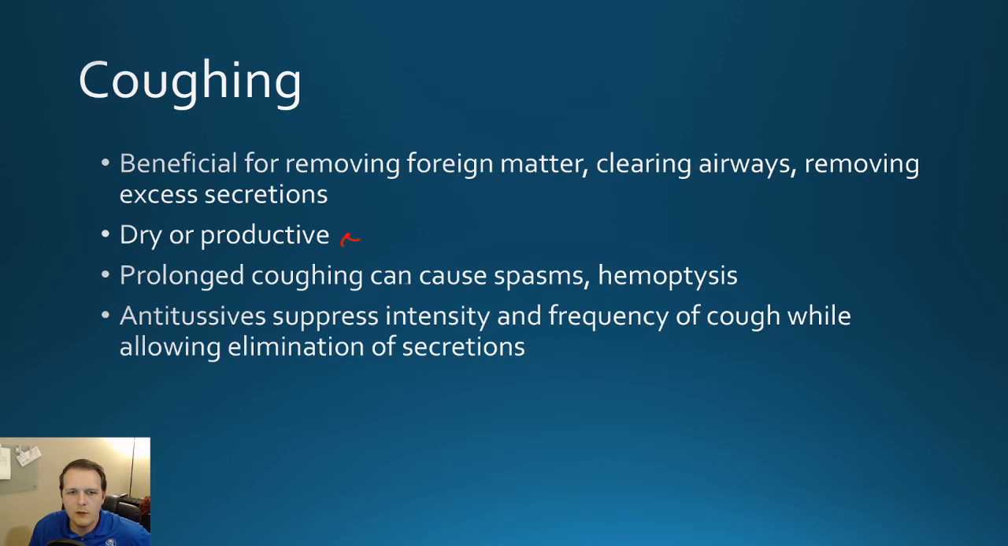And we want to deal with prolonged coughing because it can cause hemoptysis, cause spasms there. And so basically what we can do is give medications that help to either suppress how frequently they're coughing or just the intensity of the coughing in and of itself. Ideally, though, you want to fix the underlying cause and deal with the infection, deal with whatever's actually causing the cough in the first place.